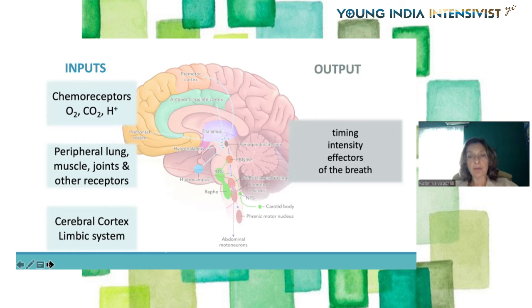The output of the respiratory centers is an integrated signal that has taken into consideration all these inputs and modifies the timing, that is, duration of inspiration and expiration or inspiratory pause, respiratory rate, but also the intensity of the breath, how strong every breath is, and which muscles are going to participate in the inspiratory and expiratory phase. And this signal is what regulates our breathing.